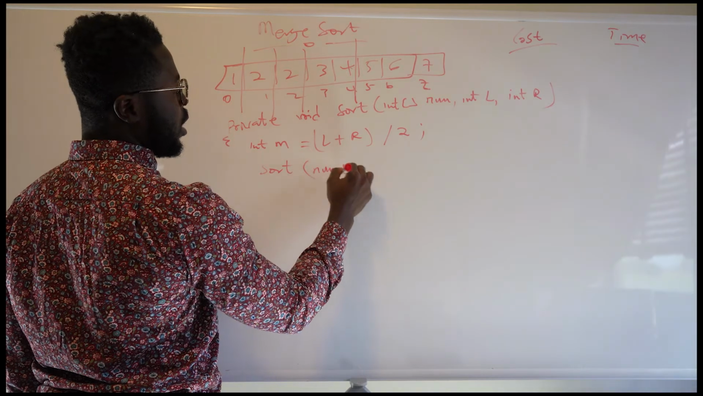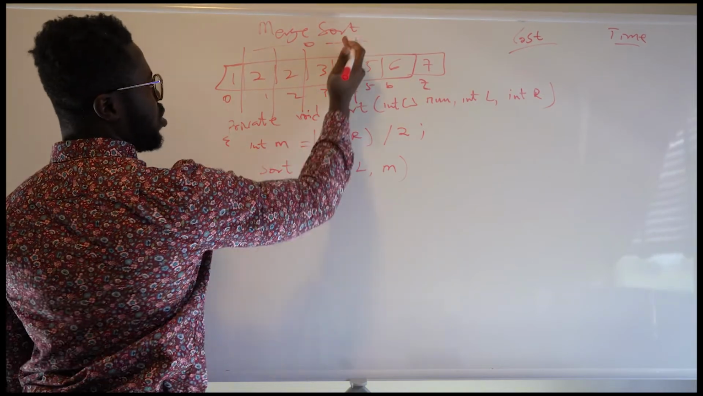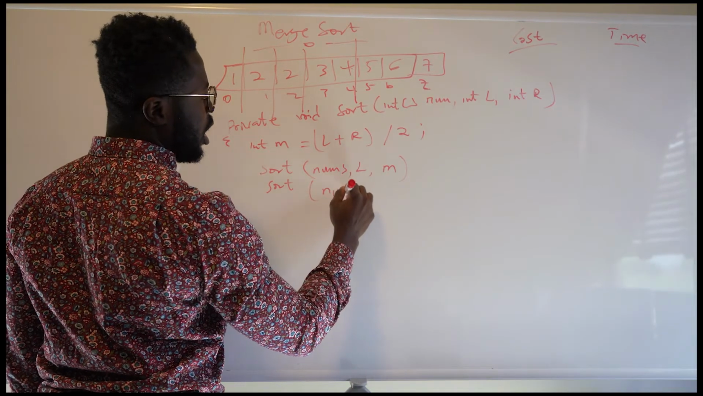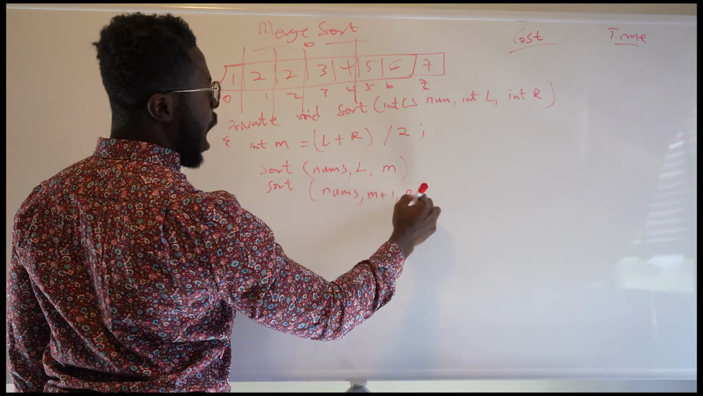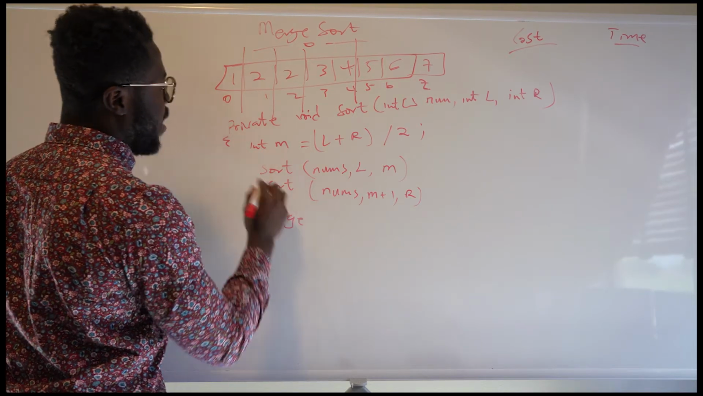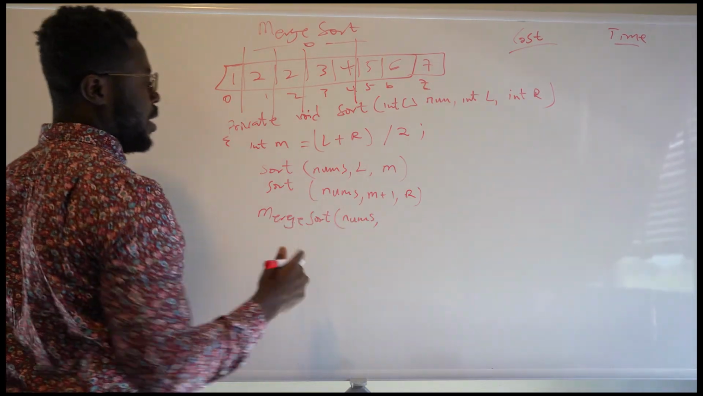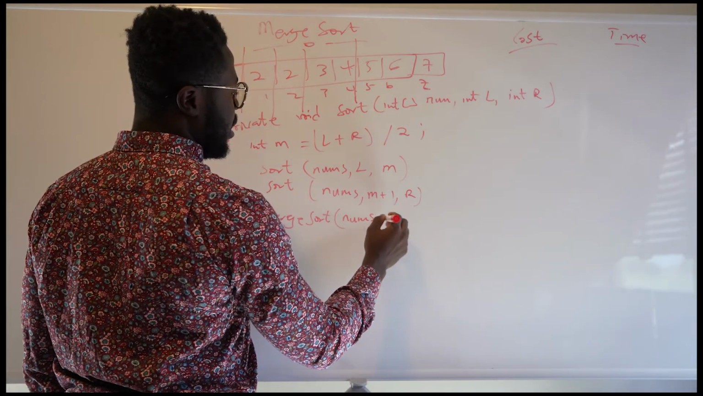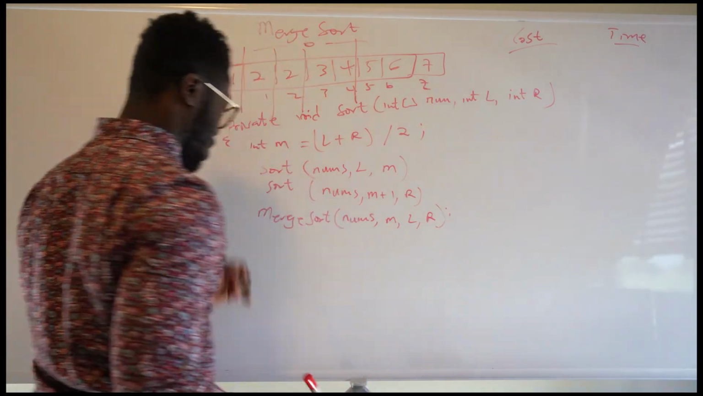We pass in recursively nums, L and M, which is the median, because this is the ending. Then we recursively call the other half of nums, where the lowest is M plus 1, then R. After that, we are going to merge everything, right? So we pass in the nums, which is the array that we've divided into chunks, then we pass in the median, L and R. So this is what we will get.